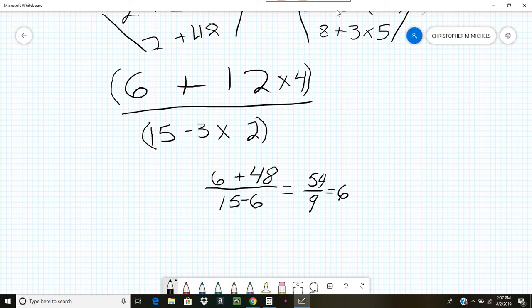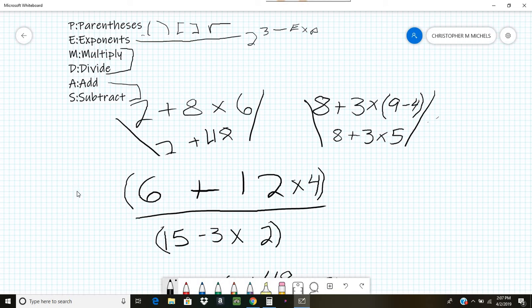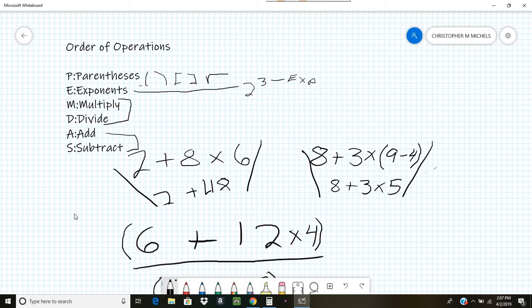Okay, so when you're looking at these order of operations problems, just remember the simple acronym PEMDAS shows you how to break all this stuff down. And just remember, take it step by step, and write things down. That's how you get the stuff down.